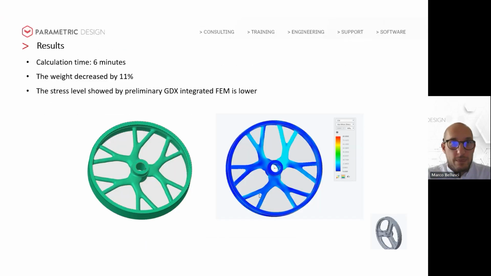So we got this result in about 6 minutes. These results allow us to decrease the weight by about 11%. This shape is completely new, and we verified that it is completely manufacturable. Also, we verified that the stress level is lower than the original design.